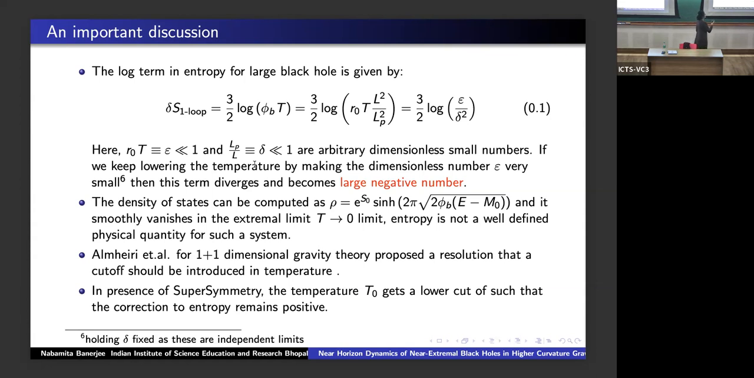Another way to think about it is what Polchinski and Almheiri said, that they noticed it in the context of 1 + 1 dimensional gravity. There are also some issues like this, and they said from there that probably there is a cutoff to the temperature. Well, for supersymmetric theories, that's true. One does get a cutoff to temperature, but for non-supersymmetric theory, that's not true. And all we see from here is that probably we should not be looking at this quantity, delta S, that I defined in the usual way to define entropy, but one can look at the density of states and things are fine. Okay, so that's it.